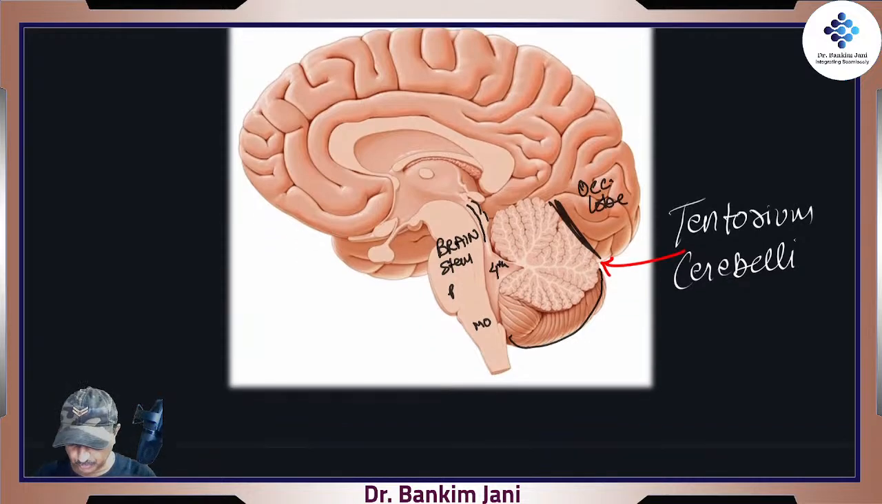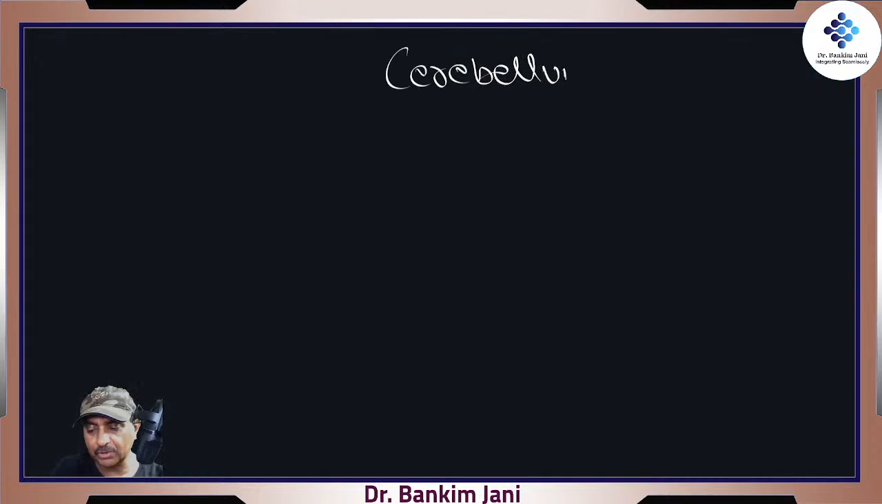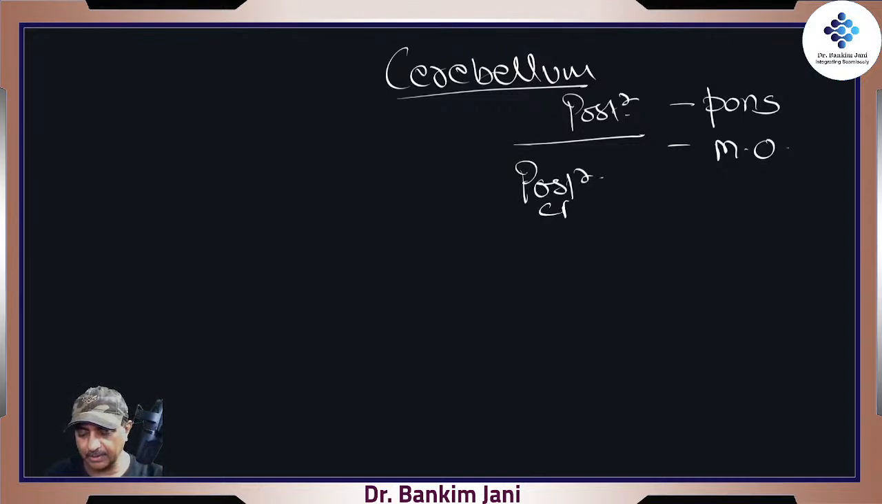So now let's understand its connectivity with the rest of the brain, because this is very typical. We saw that it is posteriorly situated, posterior to the pons and posterior to the medulla oblongata, posterior to our brain stem. So obviously it is situated in the posterior cranial fossa, so this is part of the posterior cranial fossa.